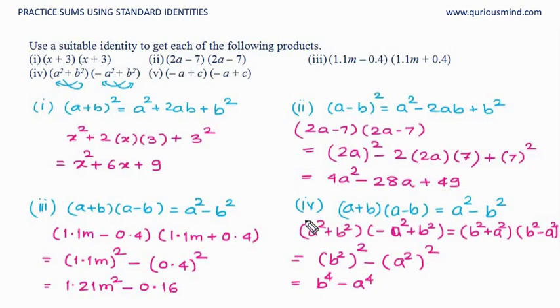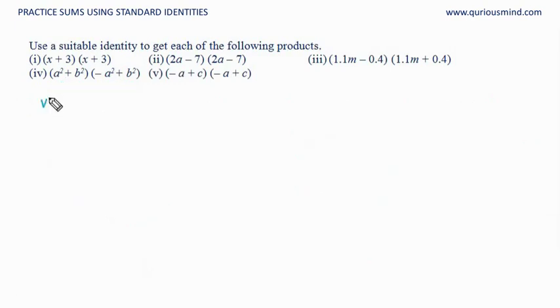Let's do the fifth one. Here (-a+c)(-a+c). So one number plus other number, one number plus other number, and multiplication of them. So this is like (a+b), one number plus other number whole square. And that is equal to a square plus 2ab plus b square.